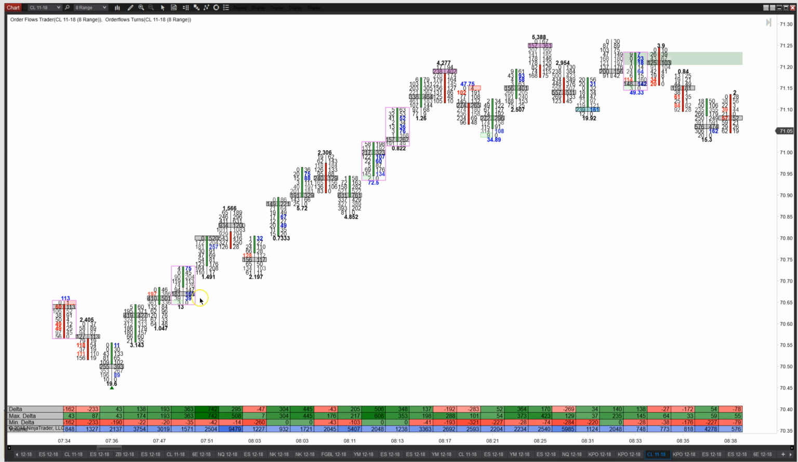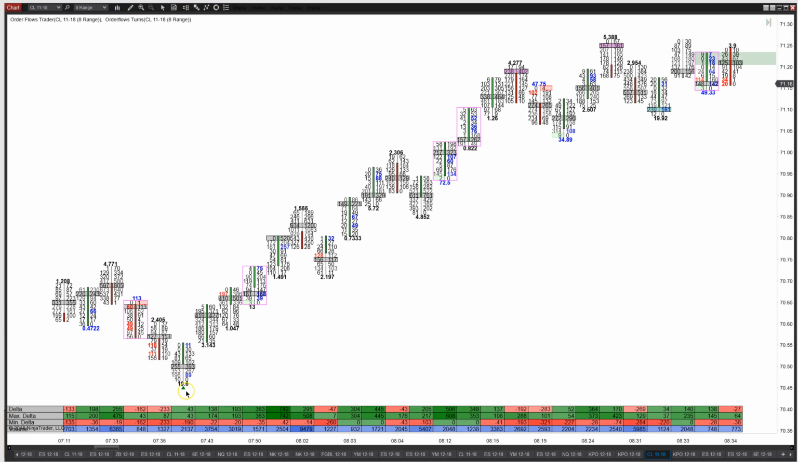39 against 168, 3 against 39. Now, this is your low down here, the low of the day. I know because I got a divergence signal here. I can see this green triangle there. So I know that's the low, okay?